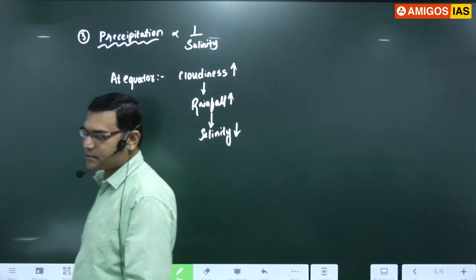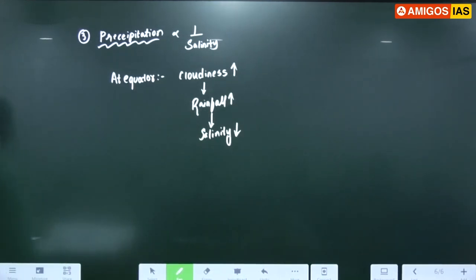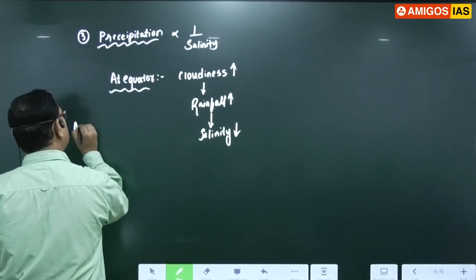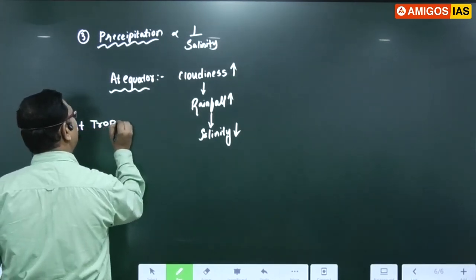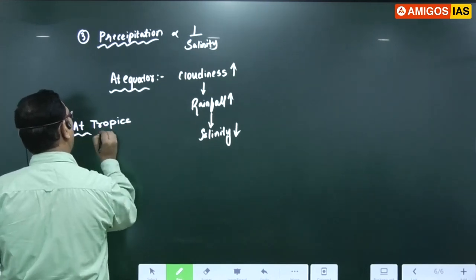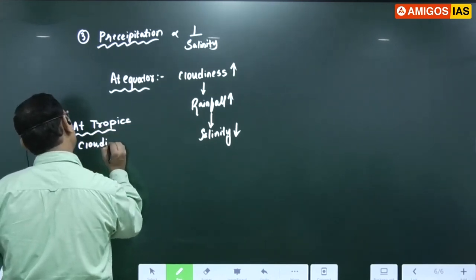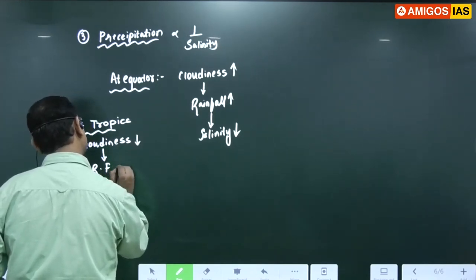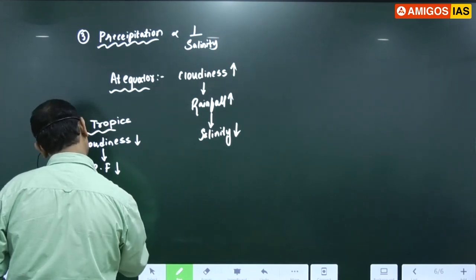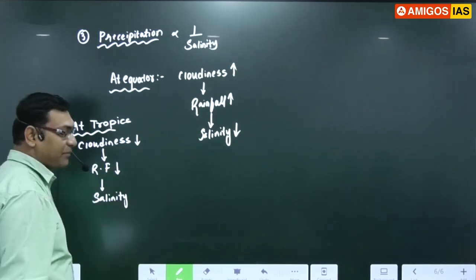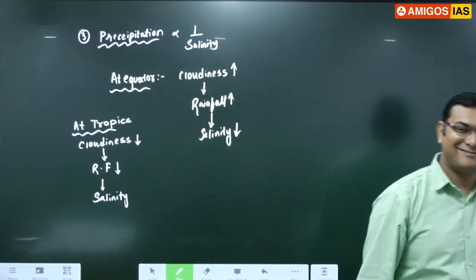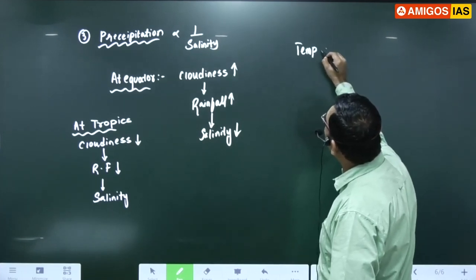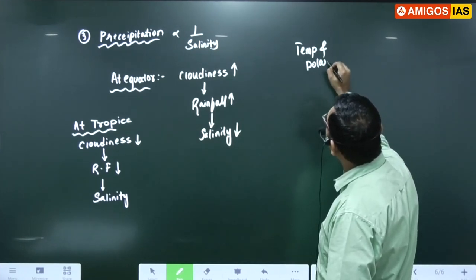But what about the tropics? Salinity will be more at tropics. Cloudiness is less. Rainfall will be less, salinity will be more. Simple. Now tell me temperate and polar regions. Temperate and polar region.